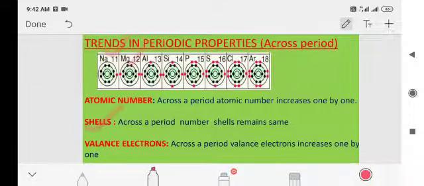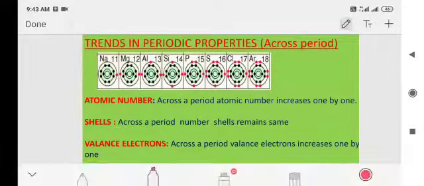All these elements are having 3 shells. You take any period, the number of shells always remains the same. If you take the second period, all the elements will have 2 shells. If you go for the fourth period, all elements will have 4 shells. Okay, so shell decides the period. Remember that.